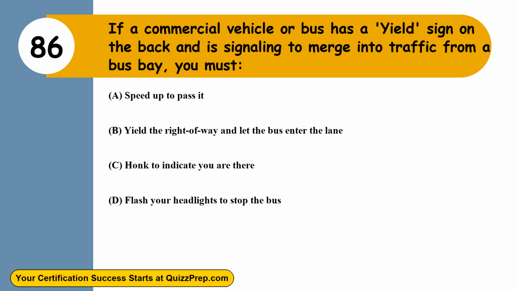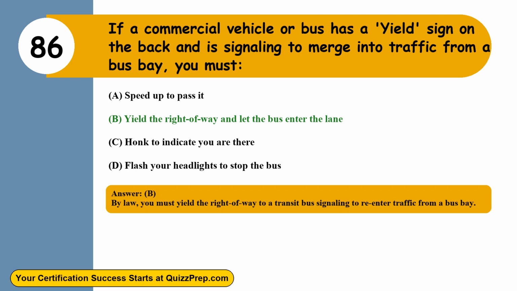Question 86. If a commercial vehicle or bus has a yield sign on the back and is signaling to merge into traffic from a bus bay, you must: Option A, speed up to pass it. Option B, yield the right-of-way and let the bus enter the lane. Option C, honk to indicate you are there. Option D, flash your headlights to stop the bus. The correct answer is option B. Yield the right-of-way and let the bus enter the lane. By law, you must yield the right-of-way to a transit bus signaling to enter traffic from a bus bay.